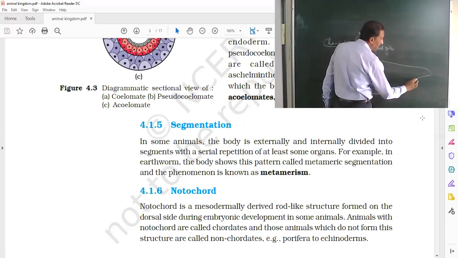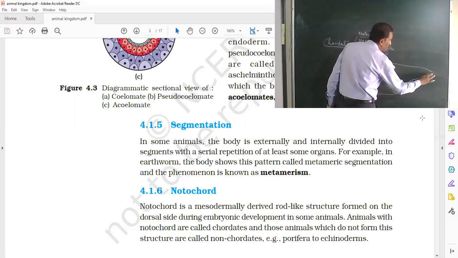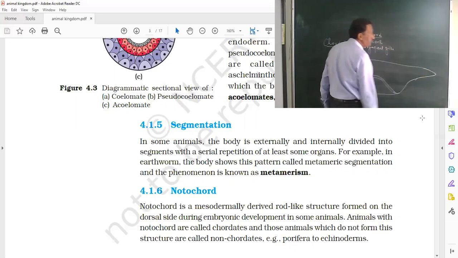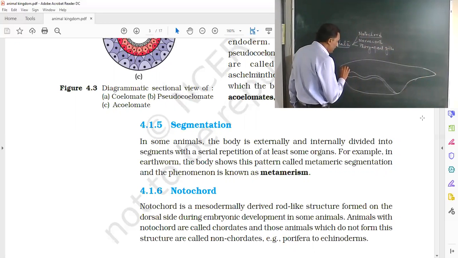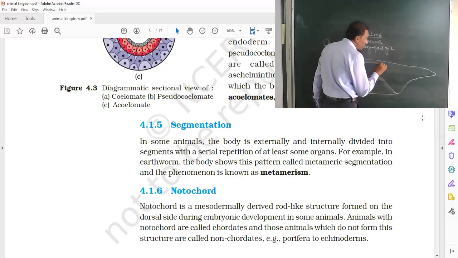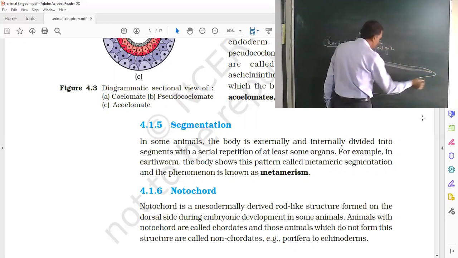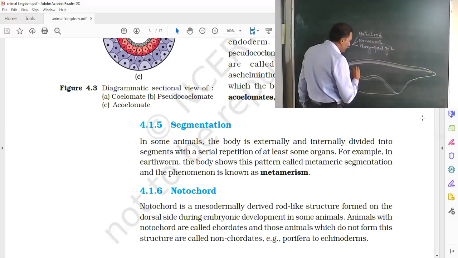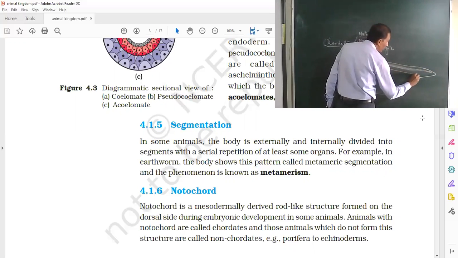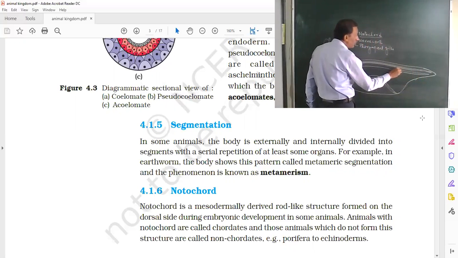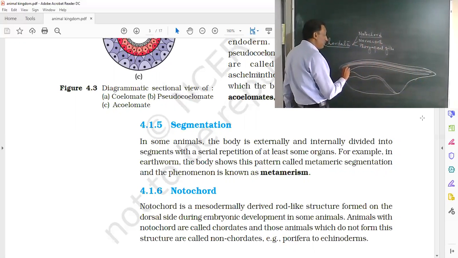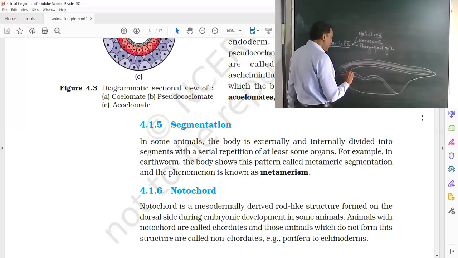So after the anus, you will find in these animals a tail. So a post-anal tail will also be there in the chordates. Then there is a nerve cord, and there is a notochord. The notochord is here below the nerve cord, and this is the pharynx, so here you will have gill slits.